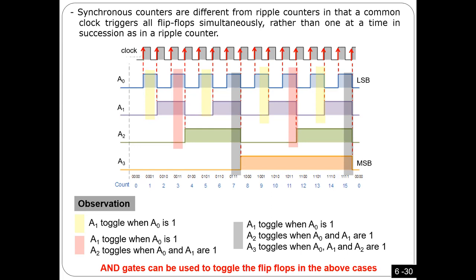So if you notice here, this one has to toggle when this is one and one. Is this for all of them? Yes, for all of them. If you see here, I'm gonna toggle here, one and one. This one here, I'm gonna toggle here.